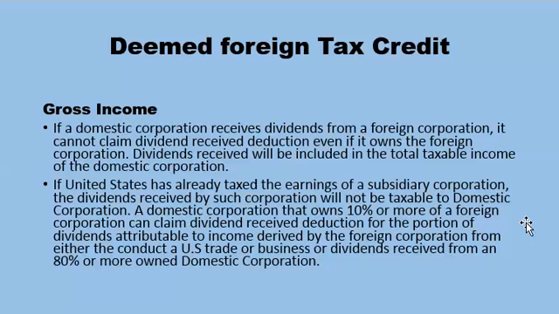A domestic corporation that owns 10% or more of a foreign corporation can claim dividend received deduction for the portion of dividends attributable to income derived by the foreign corporation from either the conduct of U.S. trade or business or dividends received from an 80% or more owned domestic corporation.